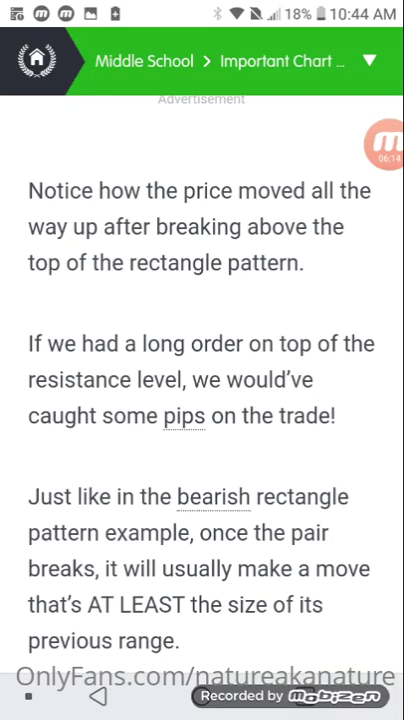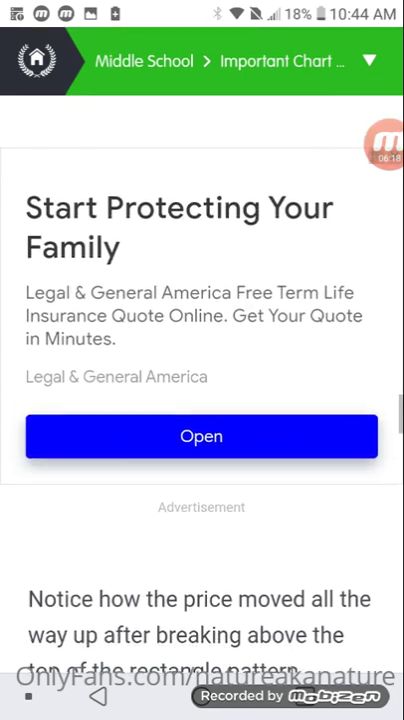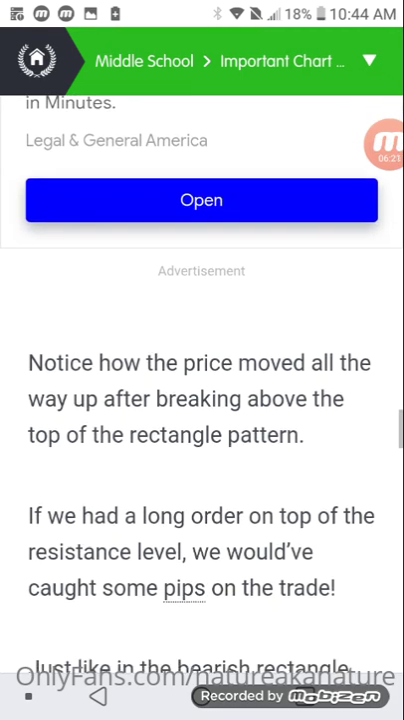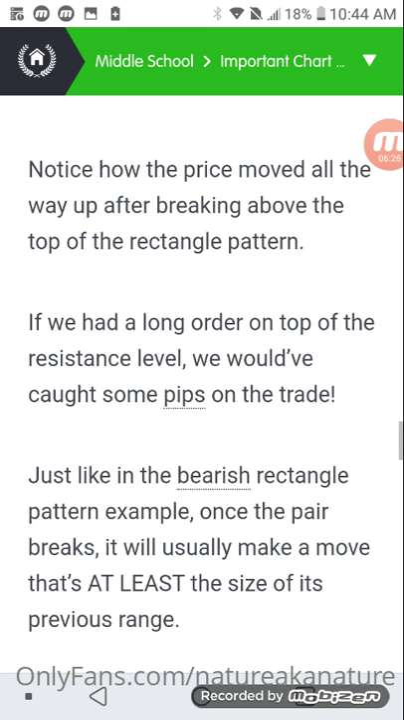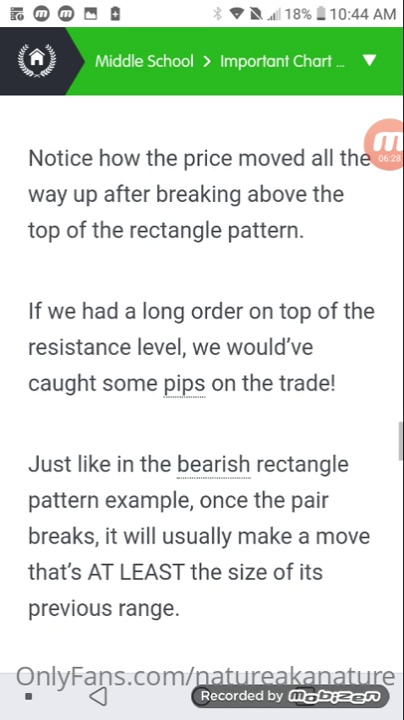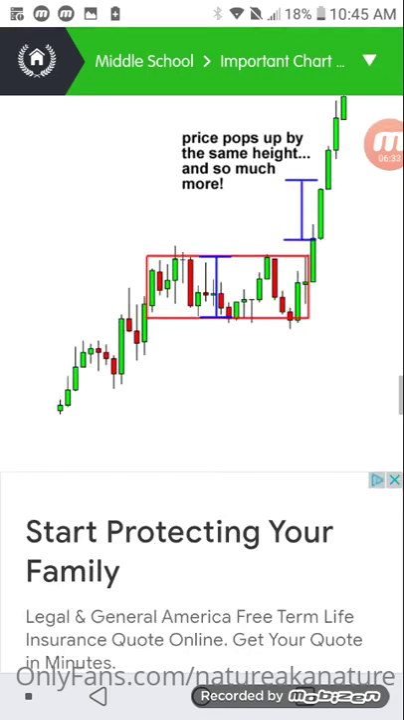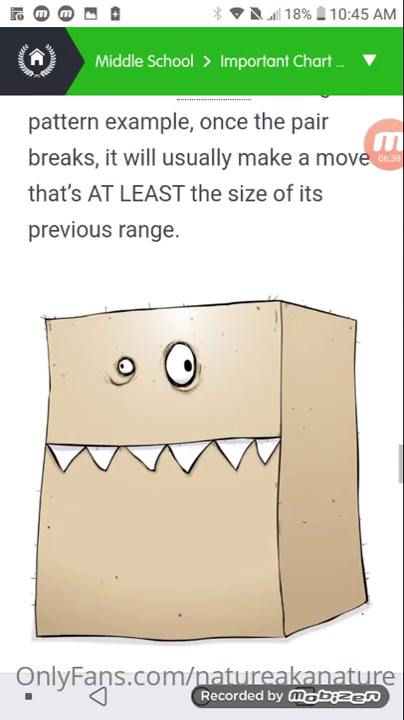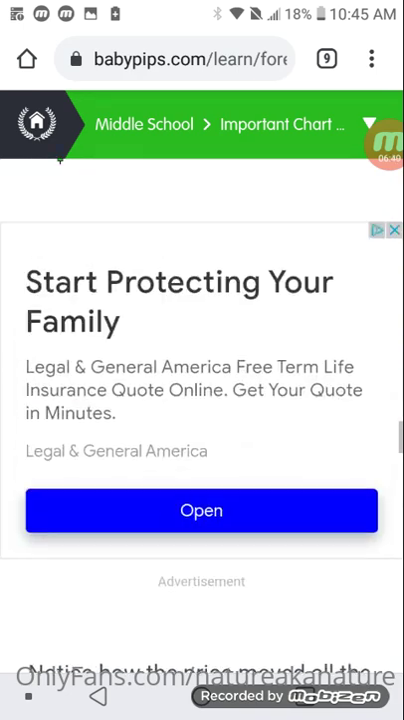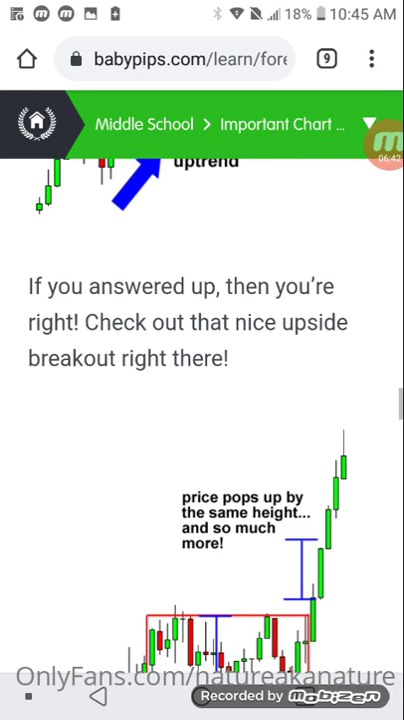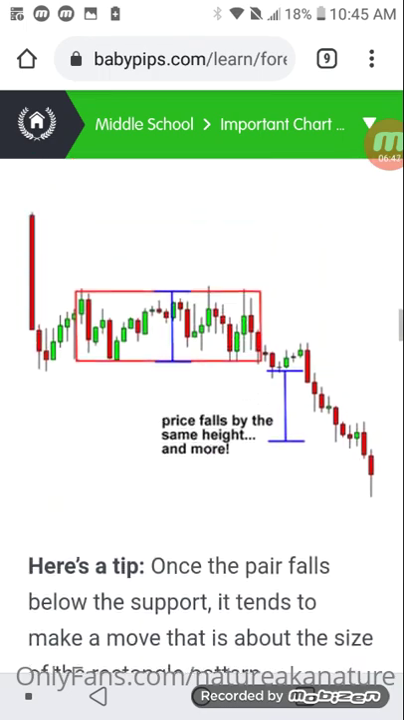If we had a long order on top of the resistance level, then we would have caught some great pips on that trade. Just like the bearish rectangle pattern example, once the pair breaks, it will usually make a move that is at least the same size of the previous range. Alright, so that's a breakout. That's how you trade bullish and bearish rectangle breakouts, and how to identify rectangle formations in the market.